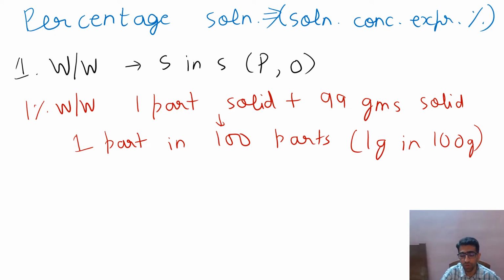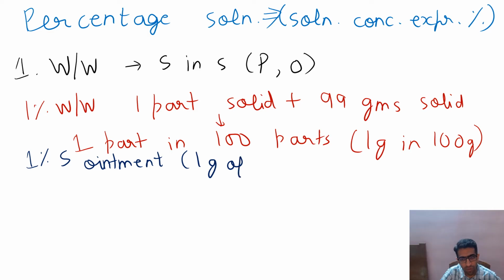Sulfur ointment used to be used for scabies, but nowadays we don't use it that much. But when it was used, 1% sulfur ointment basically means it contains 1 gram of sulfur in 100 gram of ointment. Clear so far?